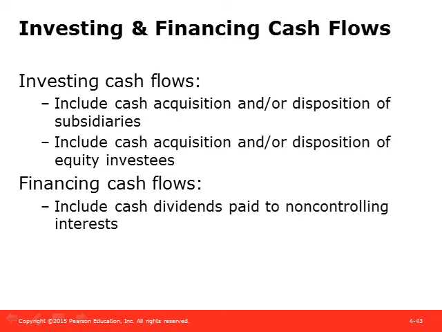So when we're accounting for investing cash flows, we want to be sure to include cash acquisition and or disposal of subsidiaries and the impact of those on cash flows, and we want to include cash acquisition and or disposition of equity investees. When we're talking about the financing cash flows section, we want to include cash dividends paid to non-controlling interest. And these are items that are specific to consolidated statement of cash flows that you wouldn't generally have as a concern in preparing each of the other parent or subsidiary statements of cash flows individually.